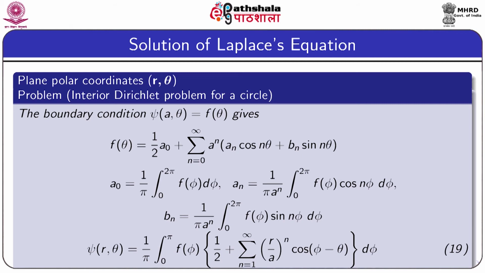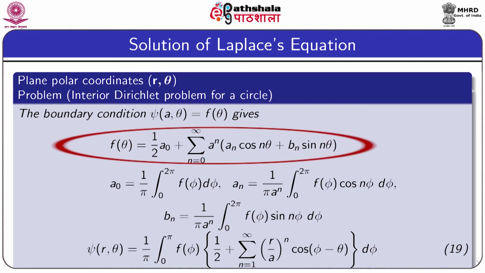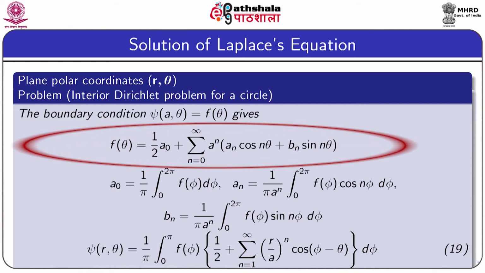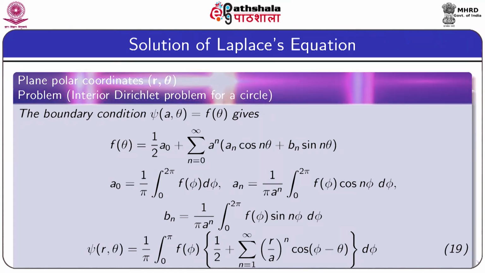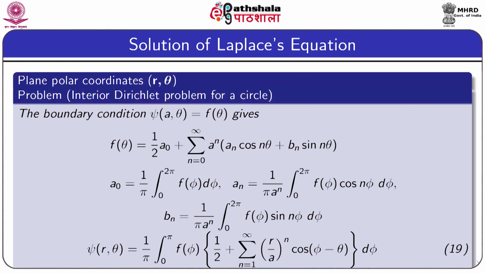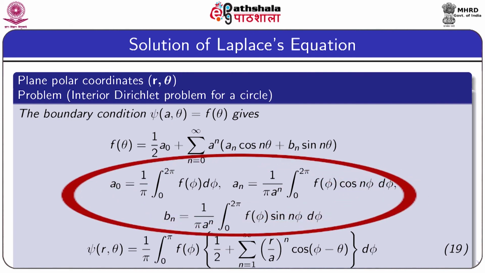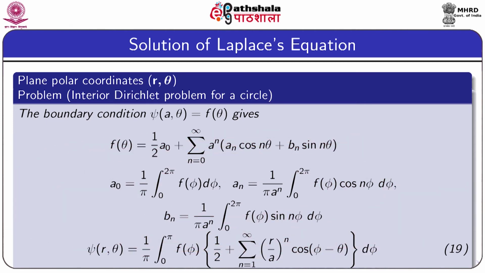Now, we are applying the boundary condition which says that psi at r equals a, theta equals f(theta). So, satisfying this condition, we get f(theta) equals half a_0 plus sum of n equals 0 to infinity a^n into (a_n cos n theta plus b_n sin n theta). So, from this expression it is clear that this is the Fourier series expansion of the function f(theta). So, the coefficients a_n, b_n can be obtained using the Fourier transformation, which is written here.